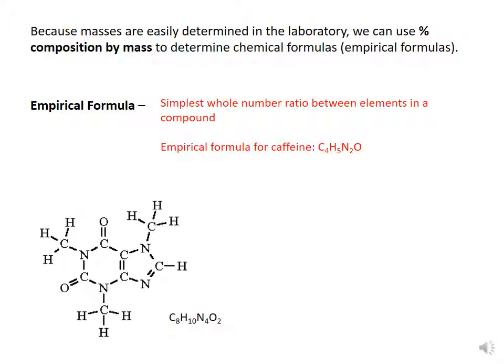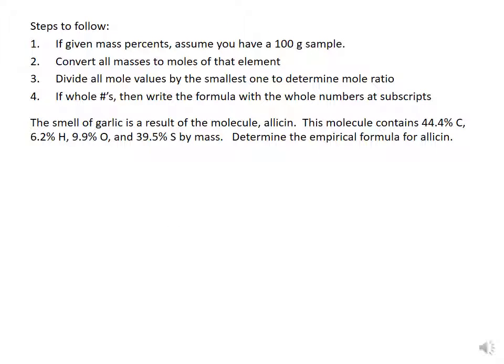So for caffeine, we would call the empirical formula C4H5N2O. So we'll talk about what that other formula or the real formula is when we get to class, but for now, understand that the empirical formula, the one that we get by this conversion from mass percents to chemical formula, is going to be the simplest whole number ratio. So now let's perform on a different compound the steps that are required to go from mass percents to chemical formula. And again, that will be giving us the empirical formula.